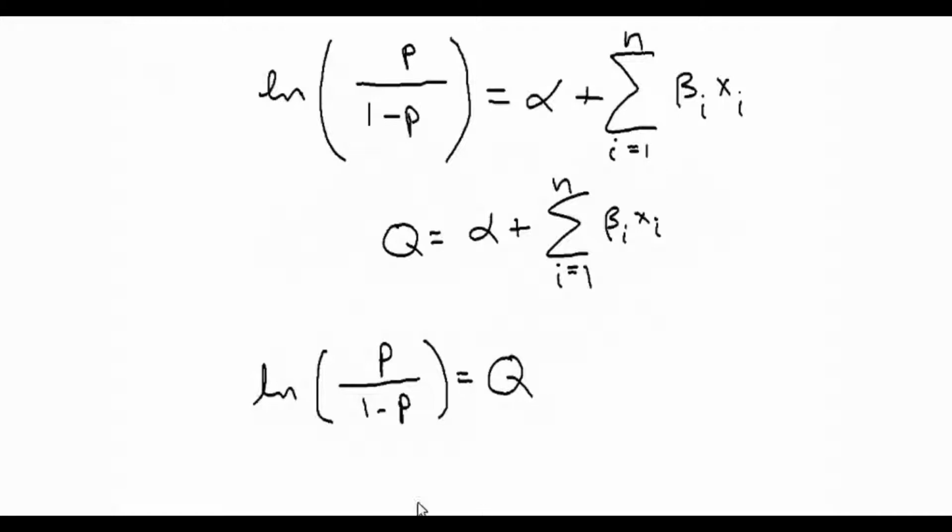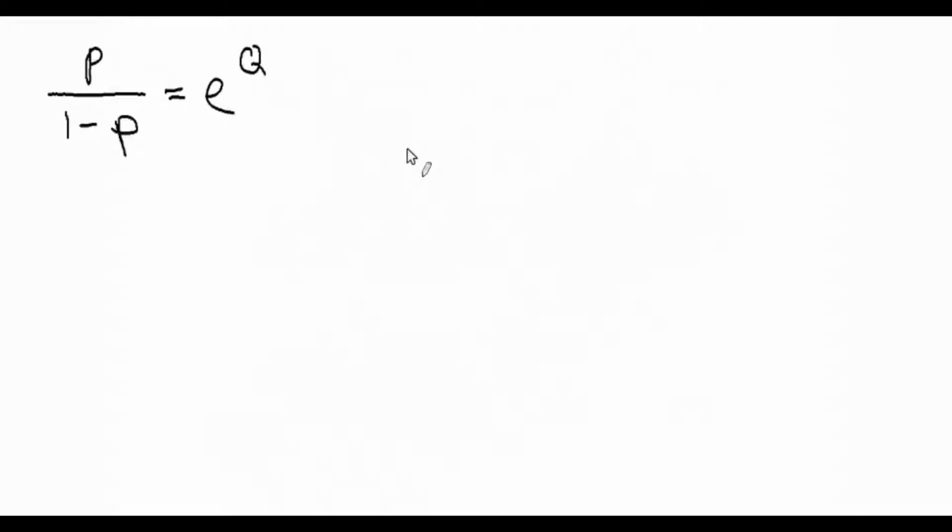Okay, so the first thing, obviously, that we're going to end up wanting to do is to just basically take the exponential of both sides. And then what's going to happen is that this will reduce down to P over 1 minus P, and we'll have e to the Q on the right-hand side. So we have P over 1 minus P is equal to e to the Q. We multiply through both sides by 1 minus P, so we end up with P is equal to 1 minus P times e to the Q.